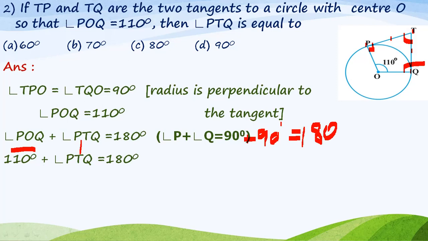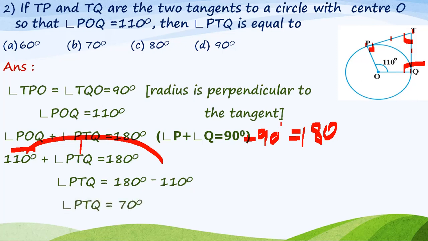Write it as it is. 110 degrees is shifted to the right side. We get PTQ is equal to 180 minus 110, which is 70 degrees. In the four options, option B is 70 degrees. Therefore, option B, 70 degrees, is the correct answer for the above multiple choice question.